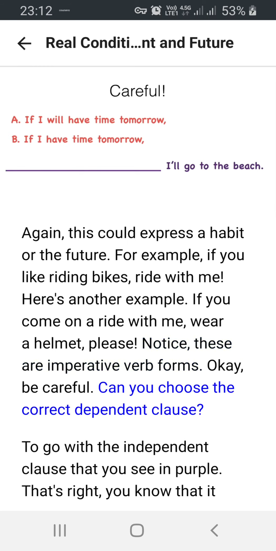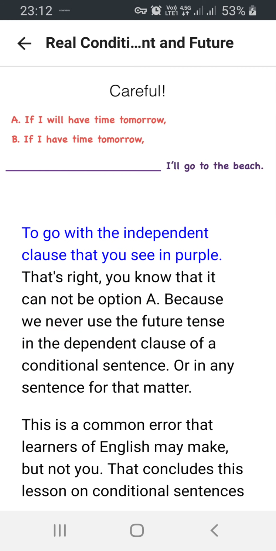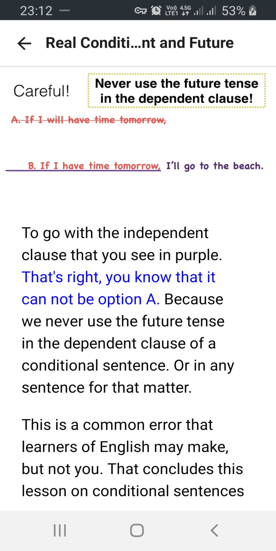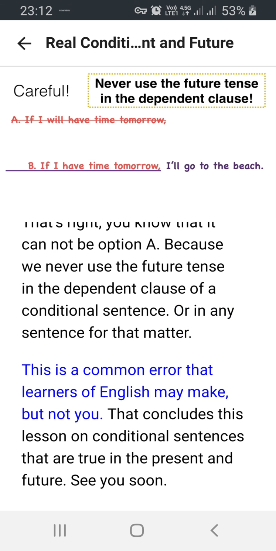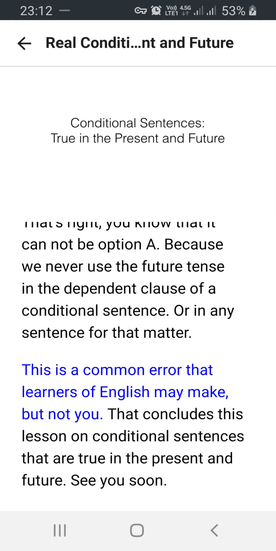Okay, be careful. Can you choose the correct dependent clause to go with the independent clause that you see in purple? That's right. You know that it cannot be option A because we never use the future tense in the dependent clause of a conditional sentence, or in any sentence for that matter. This is a common error that learners of English may make, but not you. That concludes this lesson on conditional sentences that are true in the present and future.